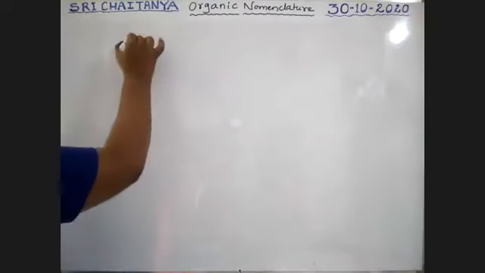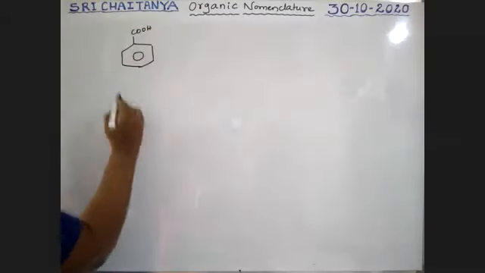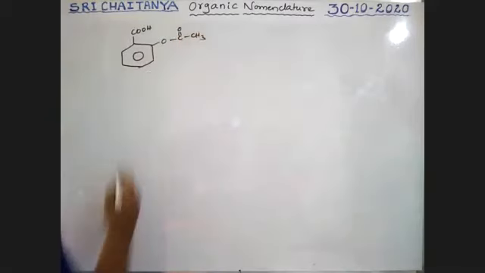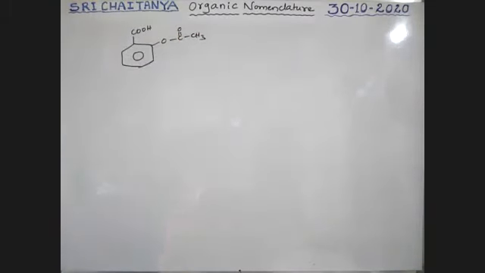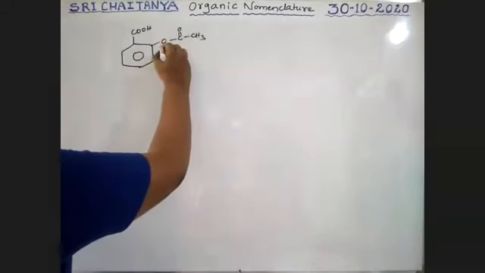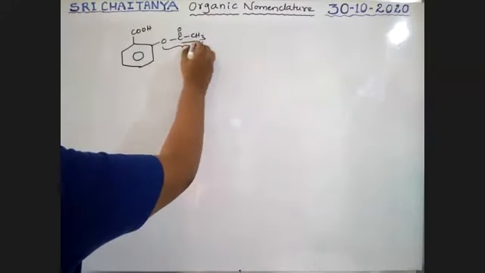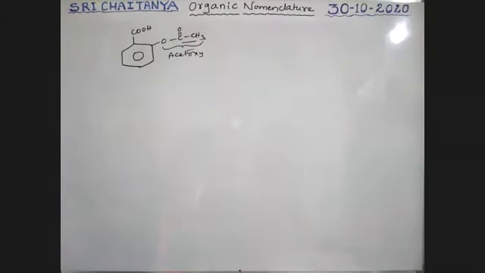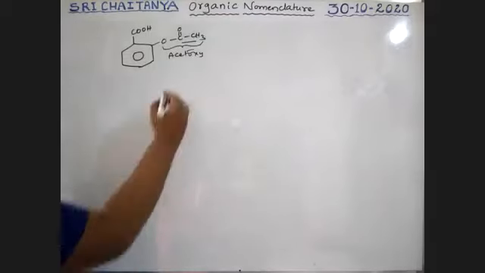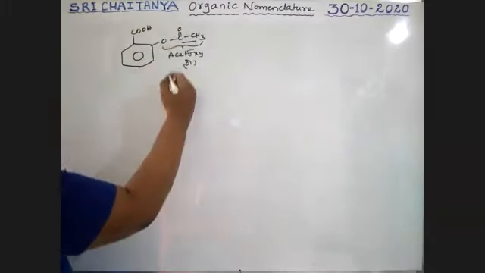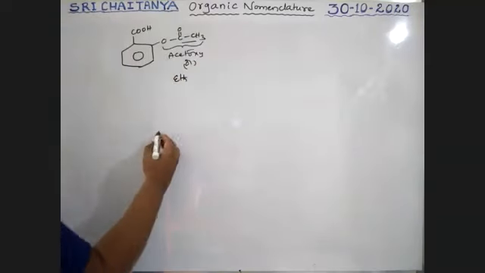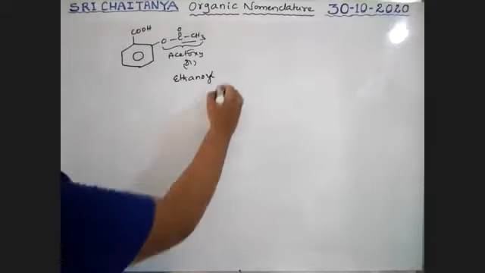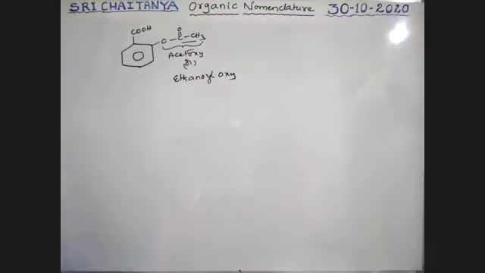Benzene with COOH and OCOCH3. Boys, this group is called acetyl oxygen, acetoxy. That group is called acetoxy, or since it has two carbons, ethanoyl oxy. Both are used, boys.